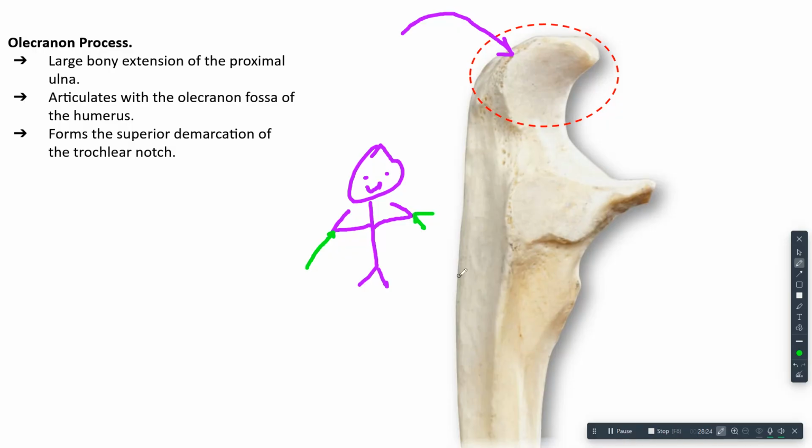And this bump right here, that bump on my elbow, is that olecranon process. The olecranon process fits in the olecranon fossa of the humerus. The olecranon process helps form this notch here called the trochlear notch that we're going to meet momentarily.